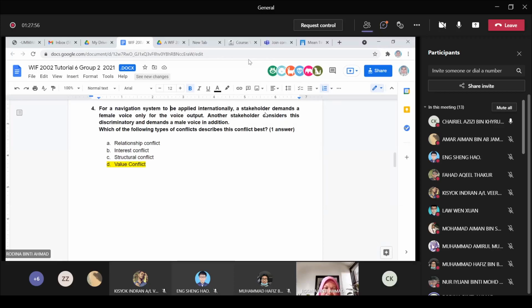For a navigation system to be applied internationally, a stakeholder demands a female voice only for the voice output. Another stakeholder considers this discriminating and demands a male voice in addition. Which of the following types of conflict described is the best? Yeah, which type? They said value. You agree? I agree. So with a value conflict, one wants a female voice. If you choose male, it's like discriminatory, so the other wants the male. This is quite difficult, right, to have this kind of conflict?